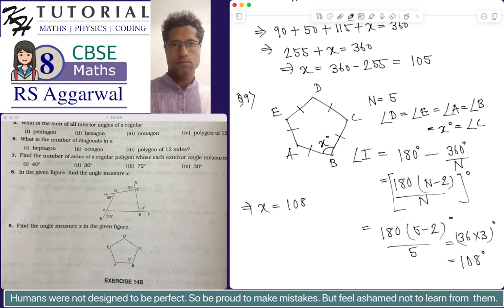Remember, x is not 108 degree but 108, since in the given figure the measure of the angle is already given to be x degree. So x will be a number, that is the value of an angle. So x is 108, or the measure of each interior angle of the given regular polygon, which is a regular pentagon, is 108 degree.